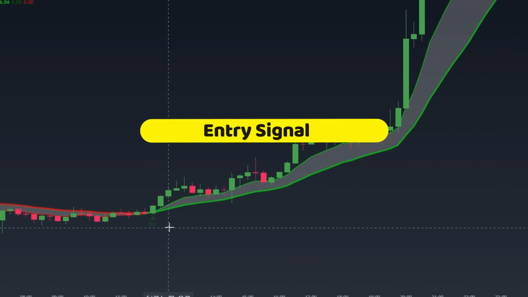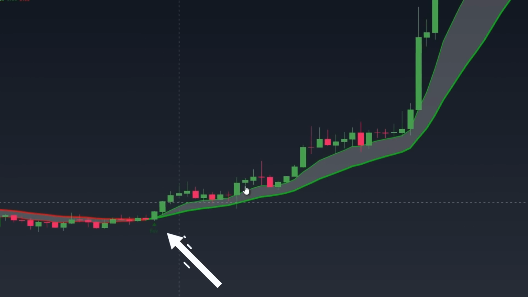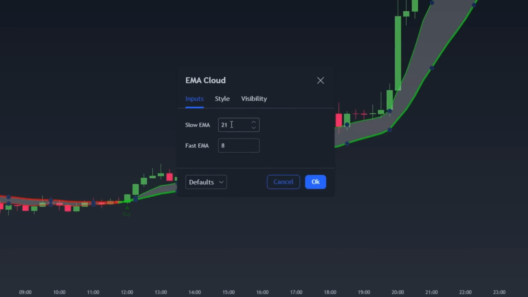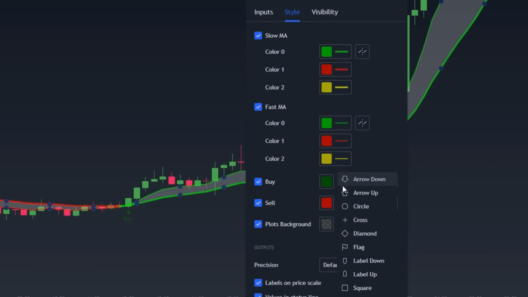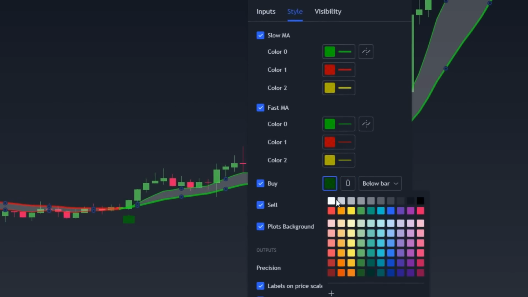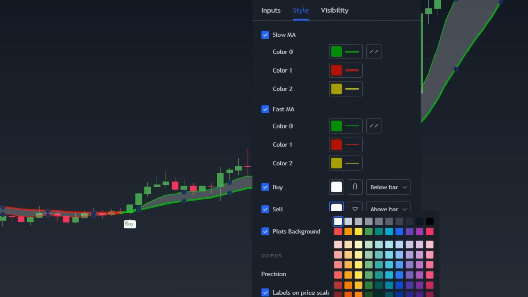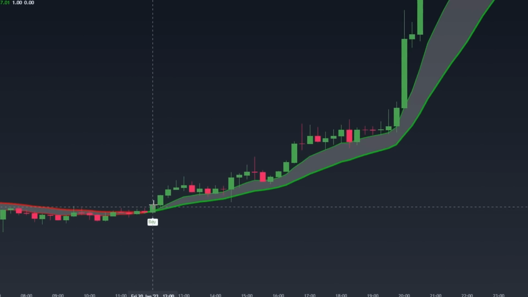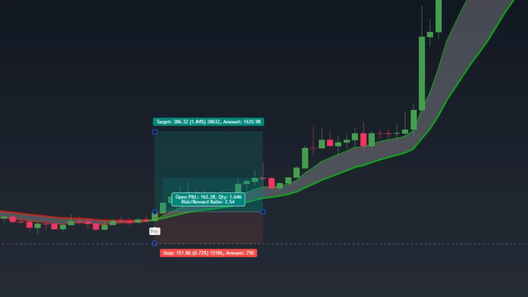The strategy is pretty simple with this indicator. When you see the signal line change its color and the buy signal is formed, we enter long. To make it easier, you can modify this indicator by going to the settings and under the style tab, change the buy and sell icon. Then remove the opacity and change both buy and sell into white color. It is much easier. Now we will enter long here by putting the stop loss below the recent swing low.